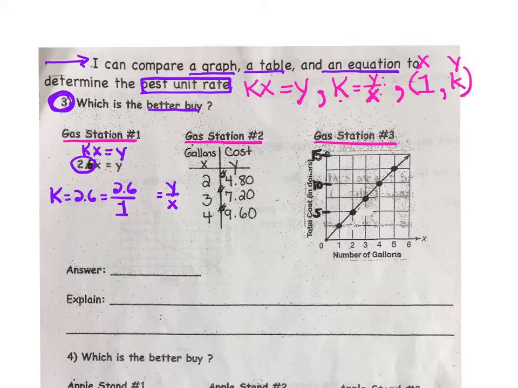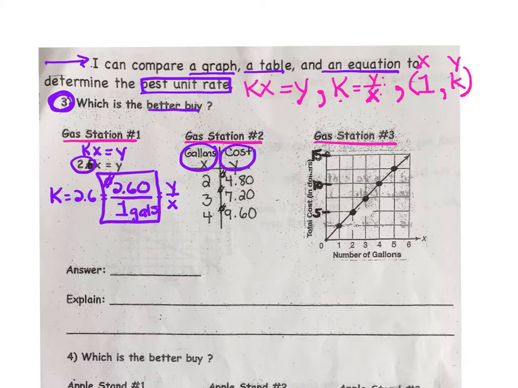But what do those numbers represent? If you look at the table, we know that y represents cost. So our top amount, we're going to write in dollars. And x represents our gallons of gas. So as a unit rate, gas station number 1 charges $2.60 per 1 gallon. Now let's move to the table and find the unit rate for the table.